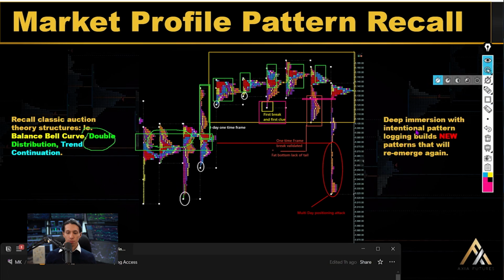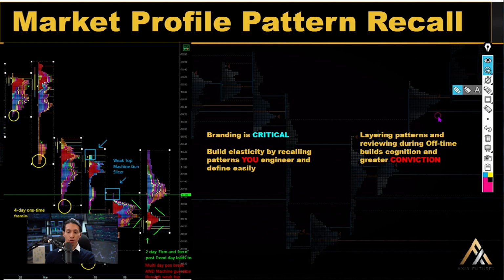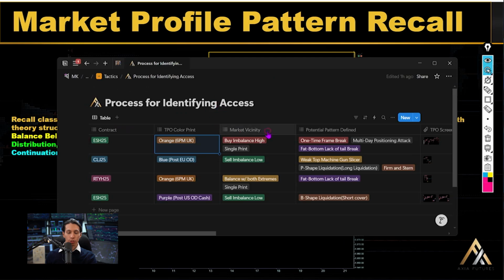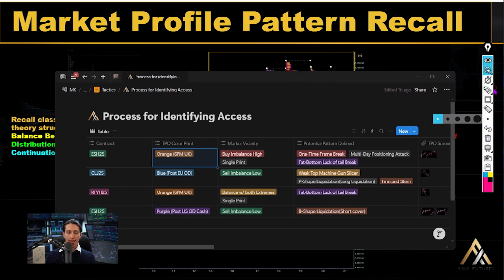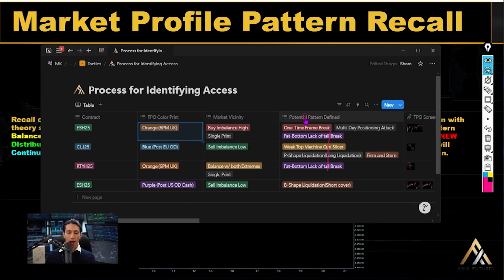So again, just to be clear, we are ensuring that when future self reviews these patterns, you are able to quickly and efficiently recall what you're looking at and what it means to you. So we have a buy imbalance high. As you can see, there's that buy imbalance. We have a single print, which develops on the actual trend continuation break here. And we also have what I would deem as the potential pattern defined.